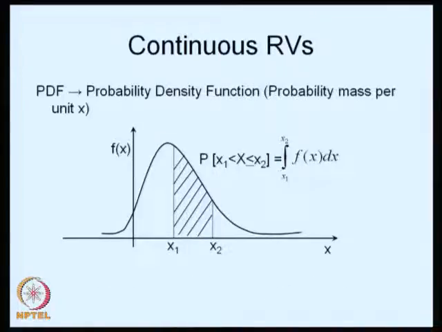So, we use the PDF to obtain various probabilities. Let us say we are interested in getting the probability of x taking on values in a certain region between x 1 and x 2. So, we identify the region and then integrate the PDF over this region to obtain the associated probability. For example, probability of x taking on a value between x 1 and x 2 is equal to the integral from x 1 to x 2 of f of x dx.